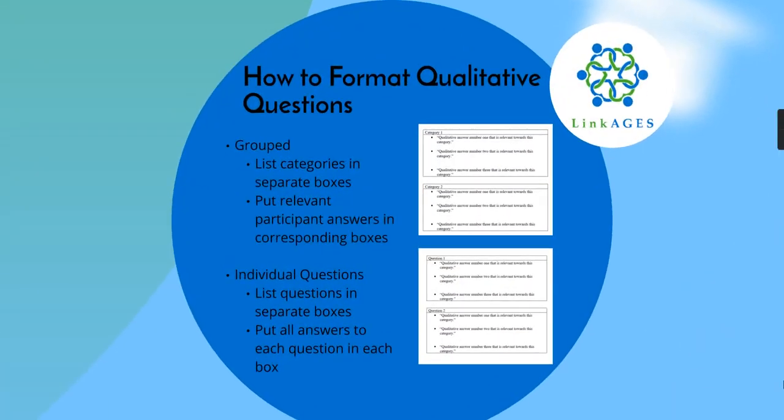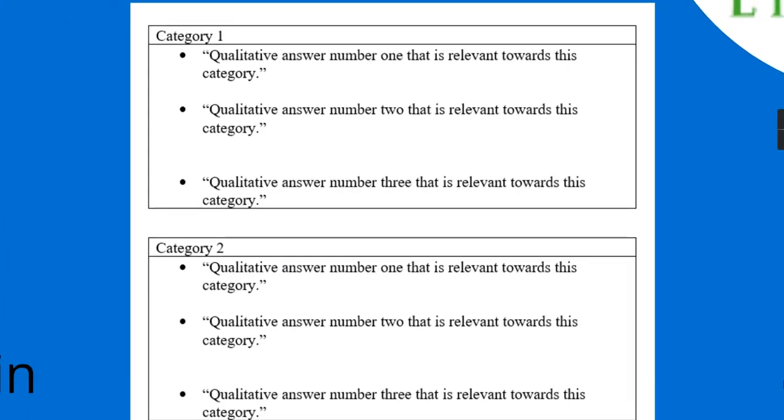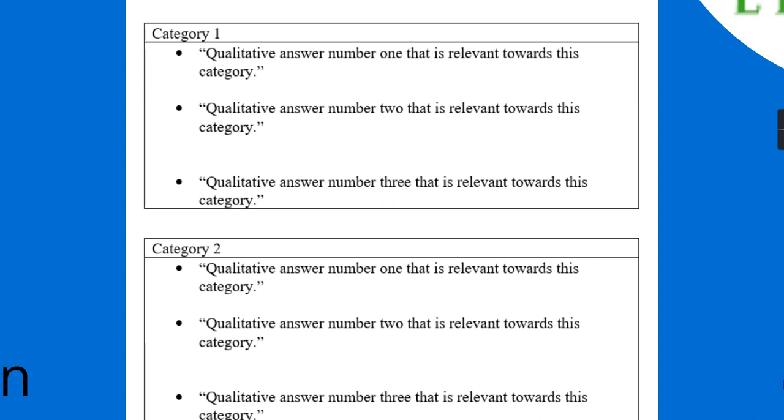Next, let's go over how to format qualitative questions. In video 2, we talked about grouping qualitative questions into broader categories as a way to organize this data. If you chose to do this, you'll want to list those categories into separate boxes and label them with what the category is and how the evaluation defined that answers will go into it. Then, you'll put the relevant participant answers that you grouped into these categories into their now corresponding boxes.